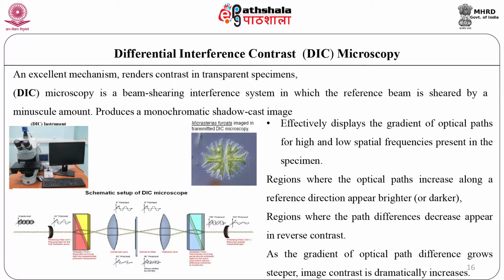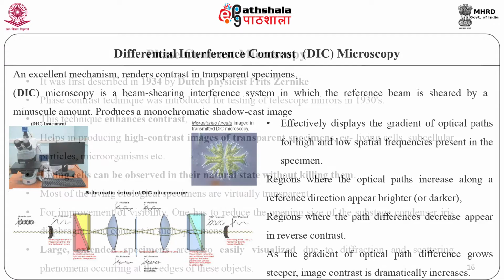An advantage of interference derived contrast is that the object will appear brightest against the dark background. Those regions of the specimen where the optical path increases along the reference direction appear bright or darker, while regions where the path difference decreases appear in the reverse contrast. As the gradient of the optical path difference grows steeper, image contrast increases dramatically.